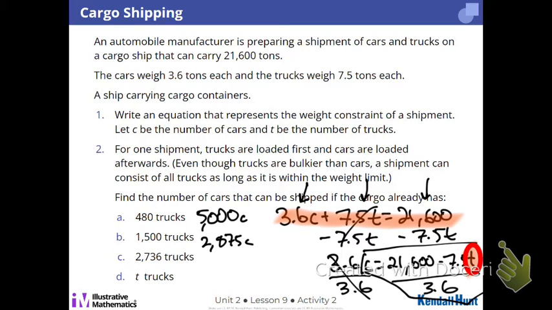Now, we're going to load it up with trucks, huh? 21,600 minus 7.5 times the 2,736 trucks. And that means I have 1,080 tons left. Divide by 3.6 per car: 300 cars. So a lot of people were plugging in and then solving, plugging in, solving, plugging in, solving.